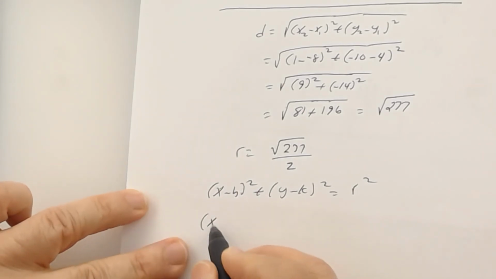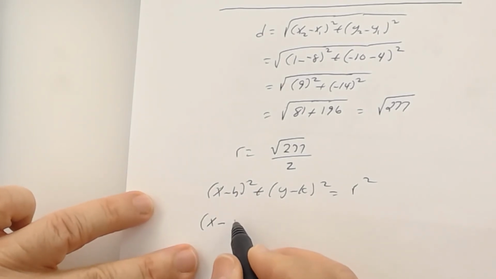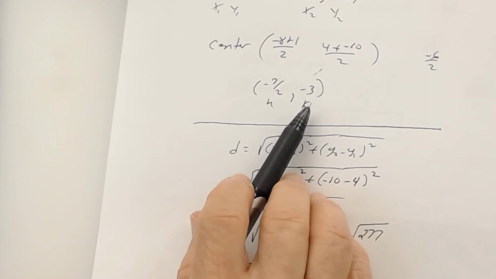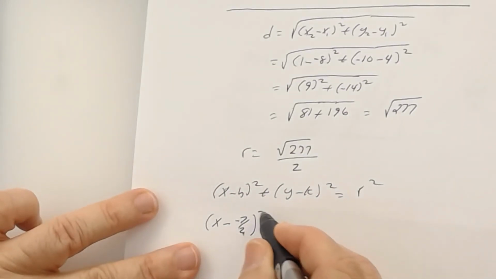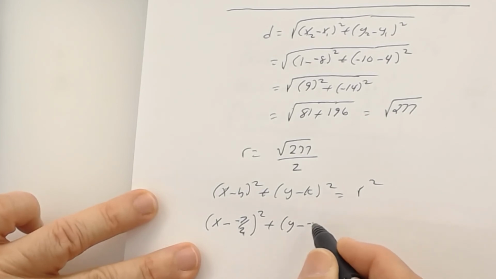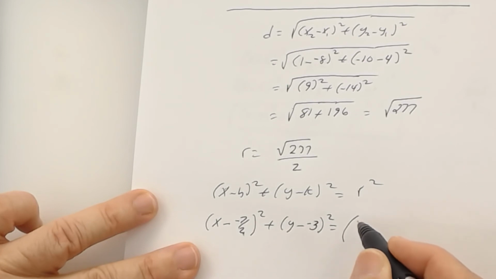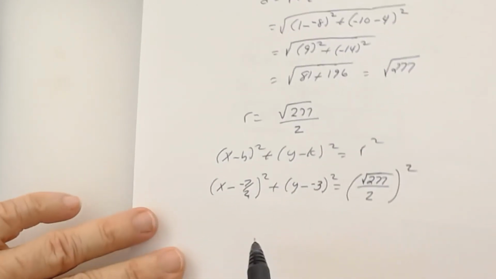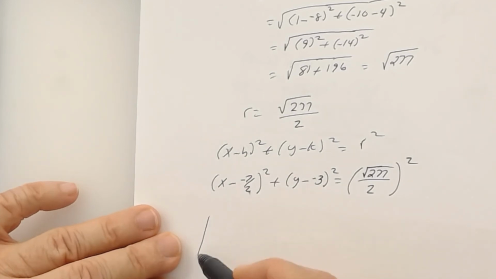So it becomes x minus h. What's h? Negative 7 halves right here. And k is negative 3. So x minus negative 7 halves, squared, plus y minus k, what's k? Negative 3, squared, equals r squared. What's r, the radius? Square root of 277 divided by 2. And I'm going to square that, right? Okay. Now, let's talk about the answer.